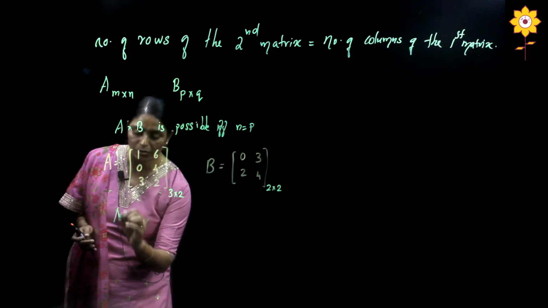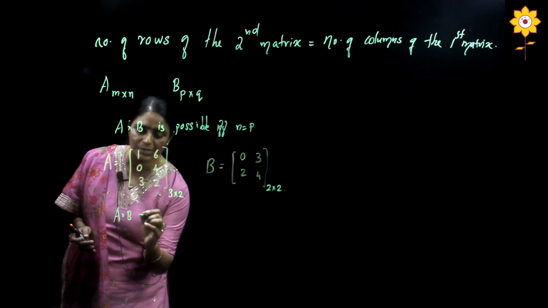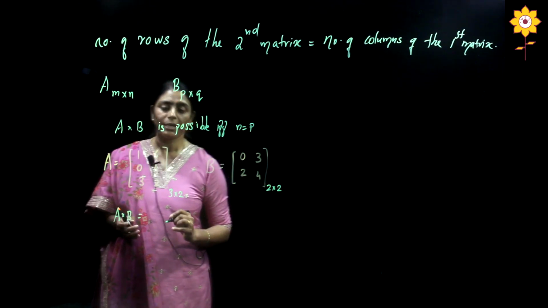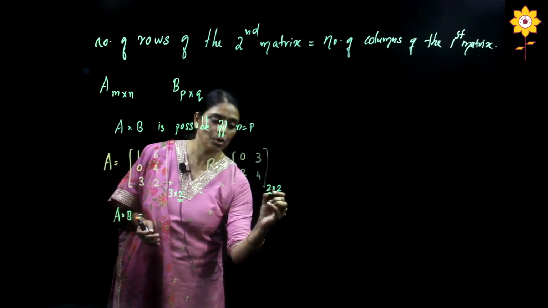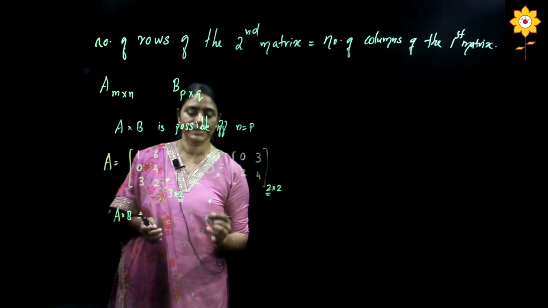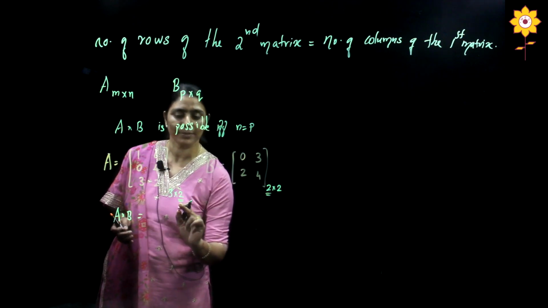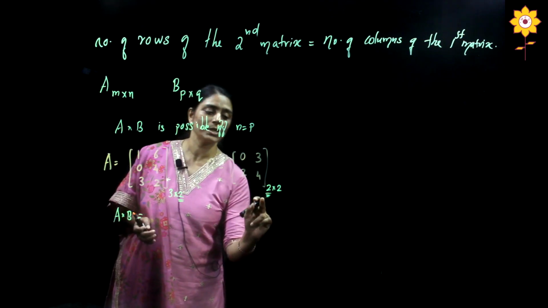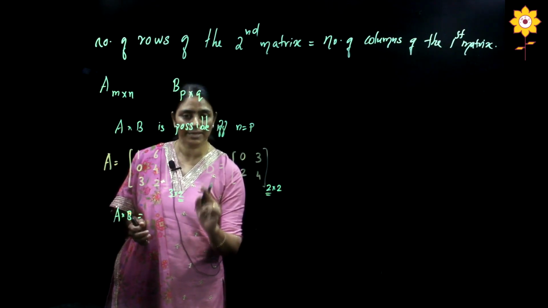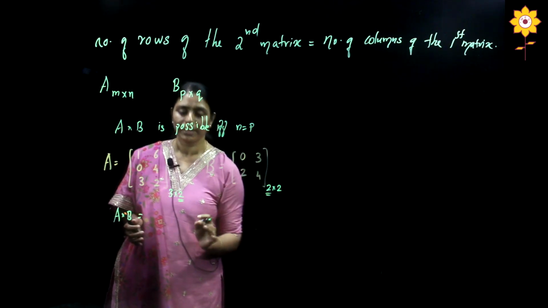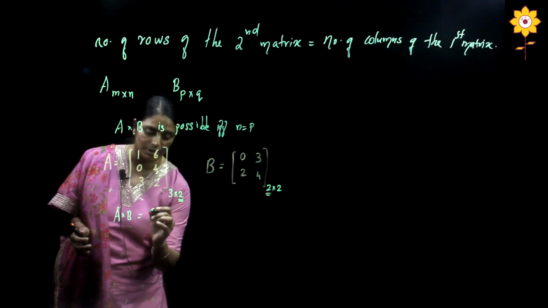If you want to find A into B, first you have to check the condition. The number of columns in the first matrix and the number of rows in the second matrix should be the same. Here the number of columns in the first matrix is 2 and the number of rows in the second matrix is 2. So they are the same, so the matrix multiplication is possible.